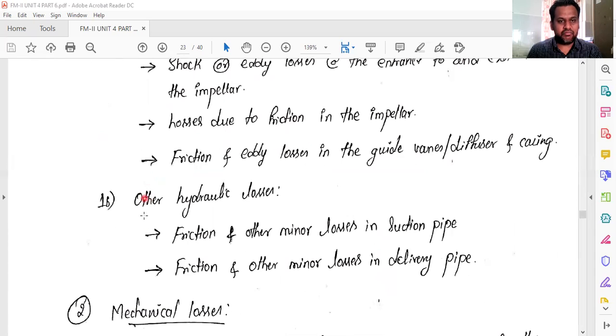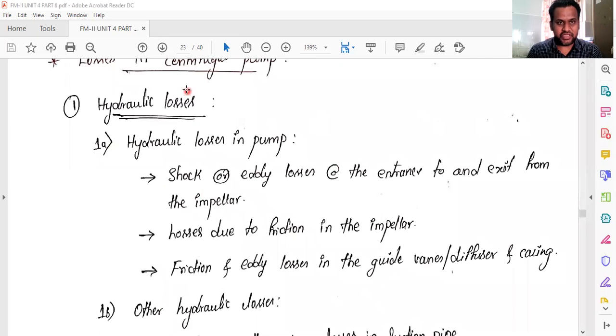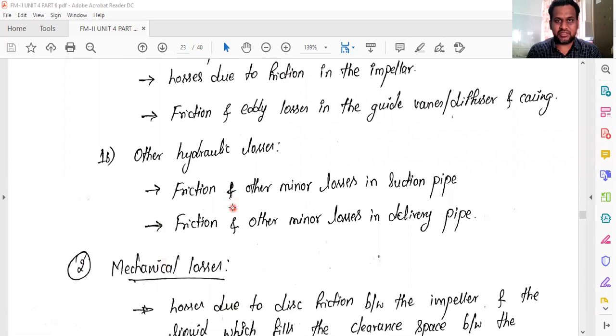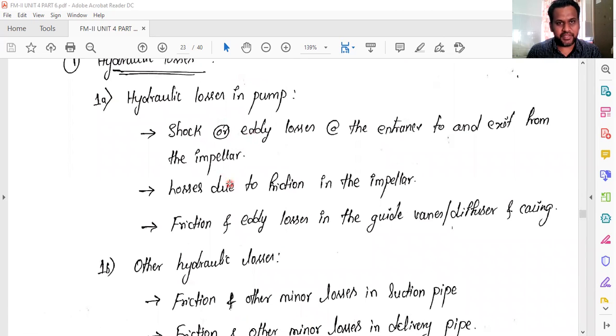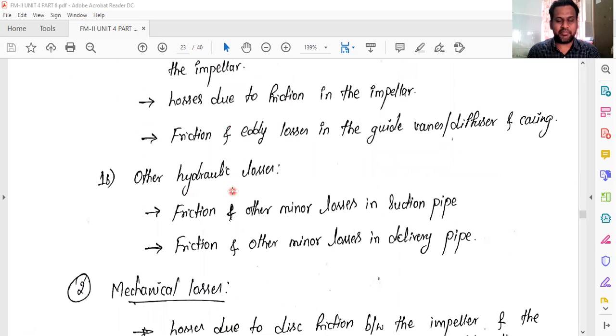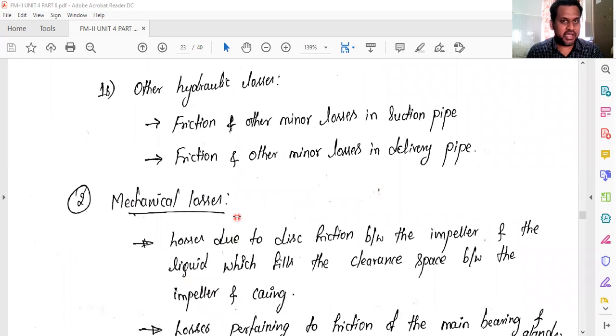Okay. There are other hydraulic losses. Within hydraulic losses there is one A and one B. The other hydraulic losses are friction in the suction pipe, and friction and other losses in the delivery pipe. If you remember the diagram, the suction pipe is there, the impeller and casing are at one location, and the delivery pipe is there. So major hydraulic losses will be in the impeller and casing, and minor hydraulic losses will happen in the suction pipe and the delivery pipe. Okay, this is about the hydraulic losses.